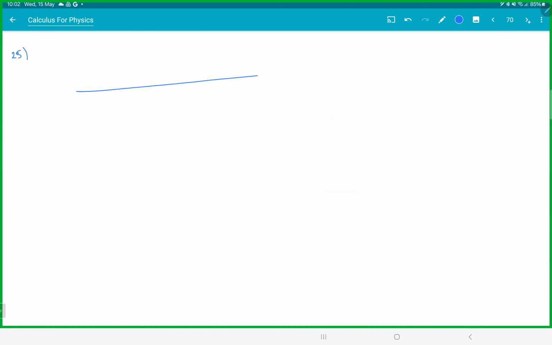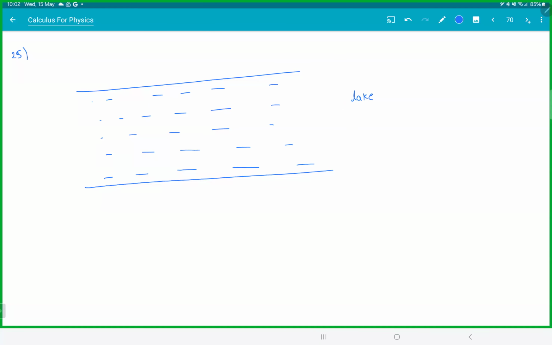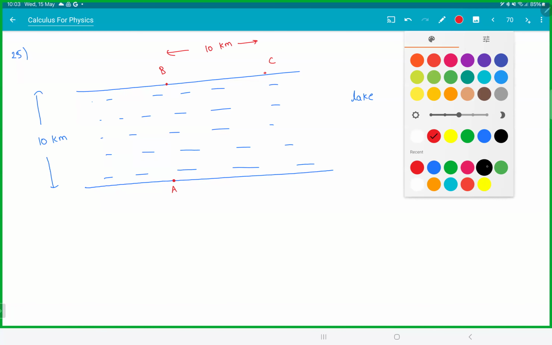This is a good one. We have a lake. Ten kilometers wide. So we have point A here. We have point B here. We have point C here. B to C is also 10 kilometers. So now we have a person here.